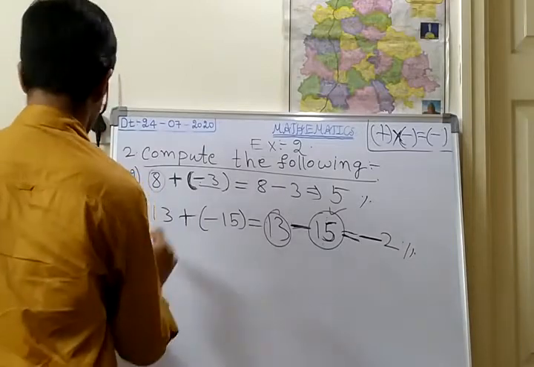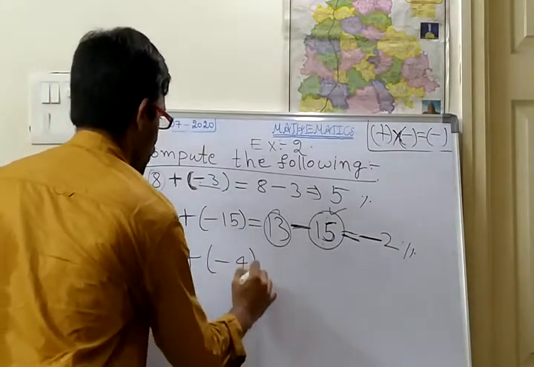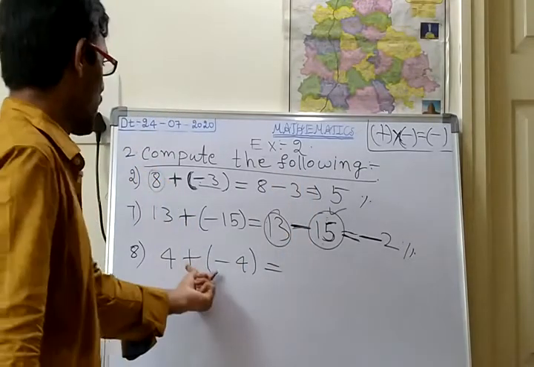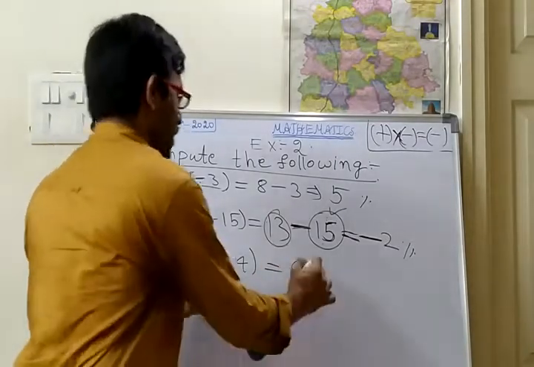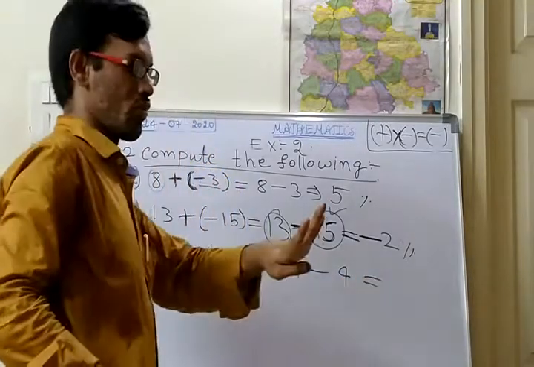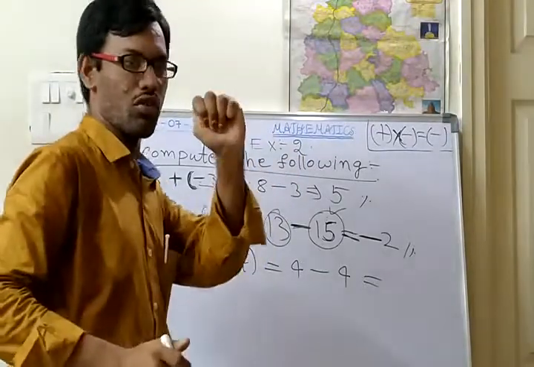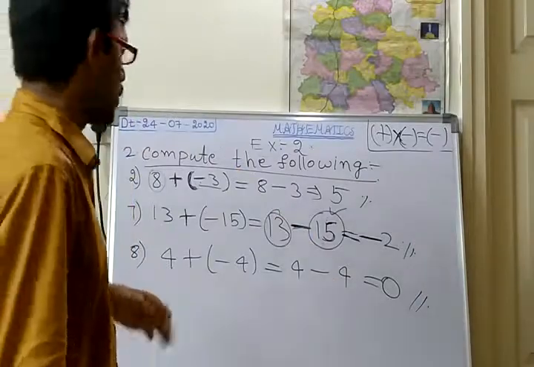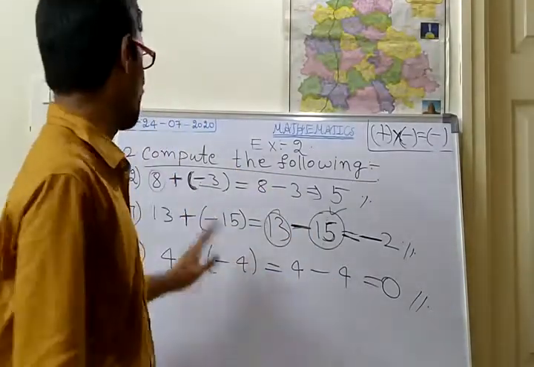The 8th one I am saying, 4 plus of minus 4. 4 plus of minus 4. So what should you do? So here you should remove the bracket. So 4, first 4 plus into minus 4. 4 minus 4 is, out of this 4 you should remove 4. 1, 2, 3, 4. I have removed 4. So what is the answer? 0. So like this you have to compute this following bit.